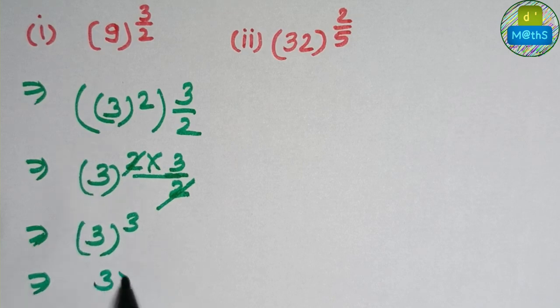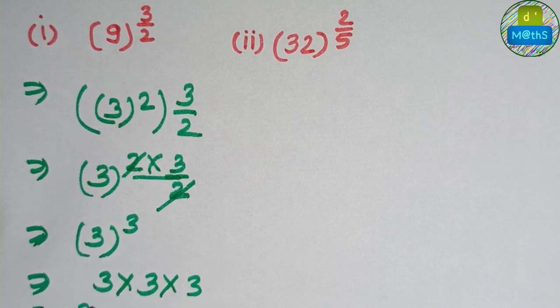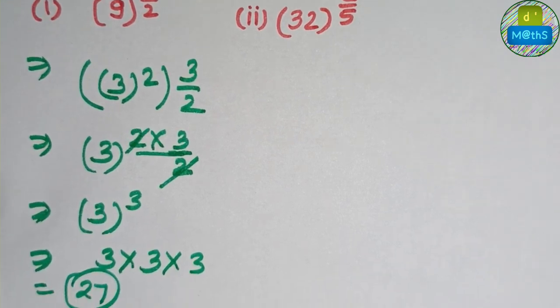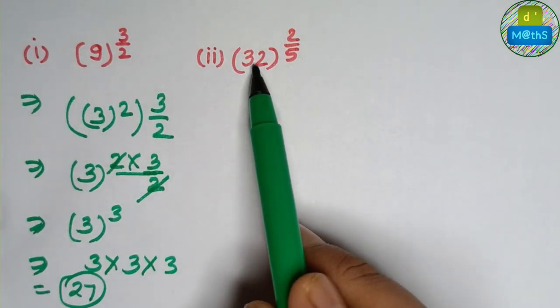Now we have 3 to the power 3, which means 3 multiplied 3 times. When you multiply, you get 3 into 3 is 9, and 9 into 3 is 27. So 9 to the power 3 upon 2 is 27. That's your answer. Now moving to your second question.